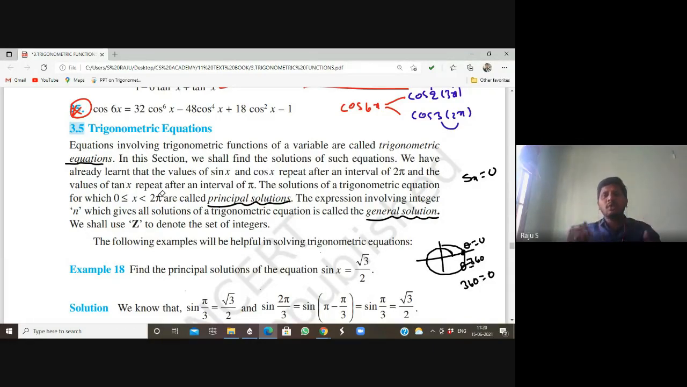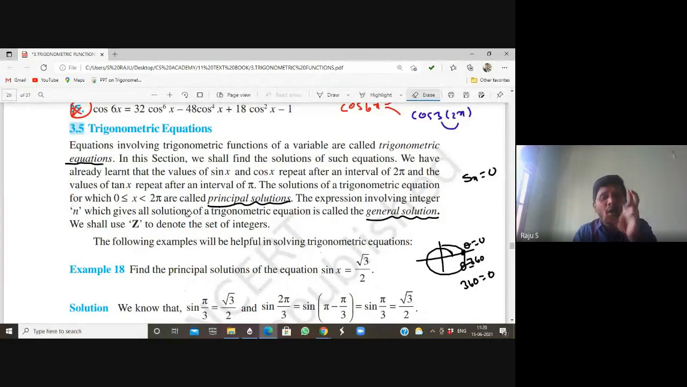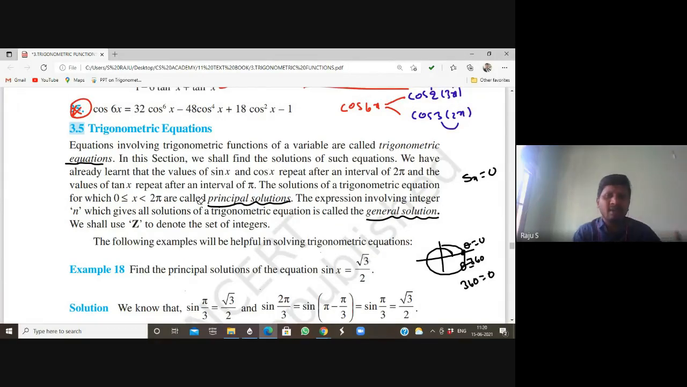But now I want to find the entire solution from minus infinity to plus infinity. I want to write it in general form, as an integer. It is based on the integer n, which gives all the possible solutions from minus infinity to plus infinity. I want to write that solution in terms of n. Then that solution is called the general solution.